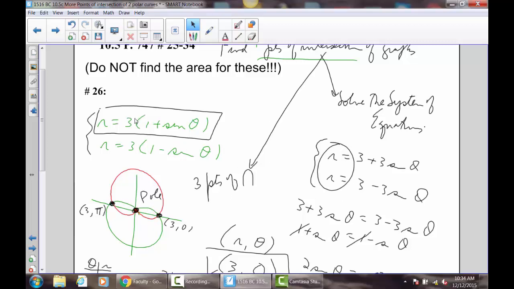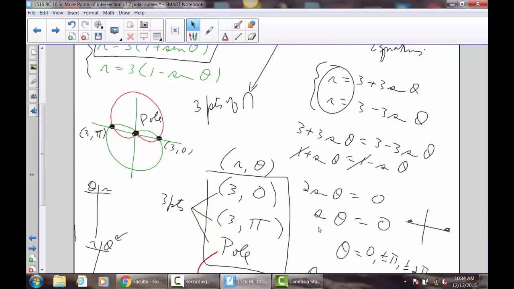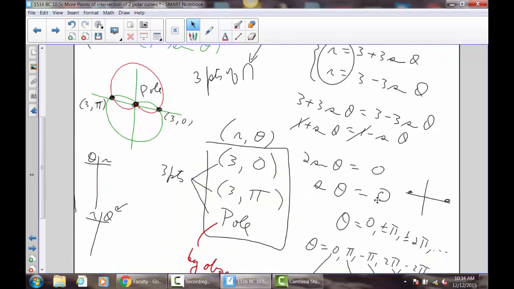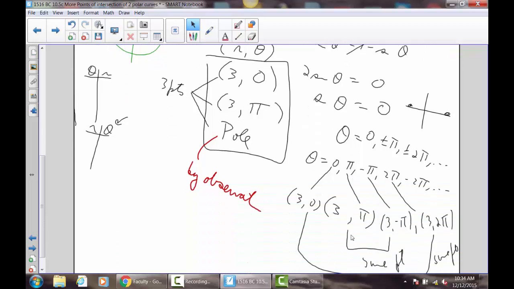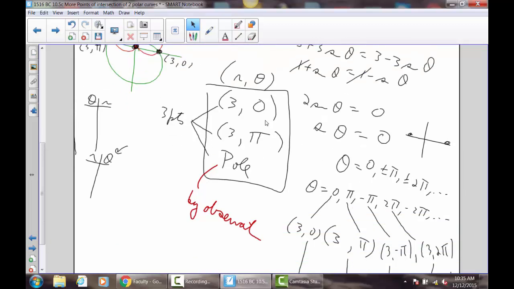First of all, I would multiply through the 3's. They're both equal to r, so they're equal to each other. Divide through by 3, the ones cancel. You're left with 2 sine theta equals 0. So sine theta equals 0, and that happens at 0, at pi, etc. So there's the 0, there's the pi, and then the others are just repeats, so these are all the same points. So there are 3 points of intersection, and here they are.